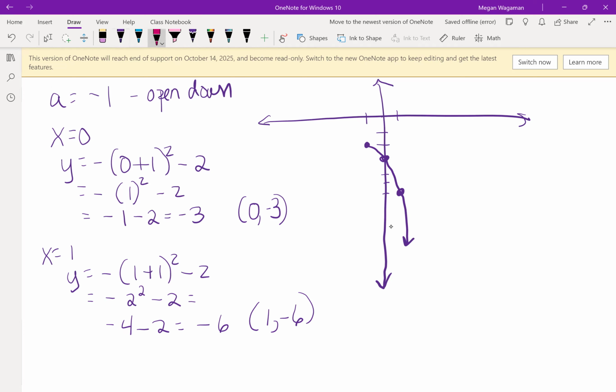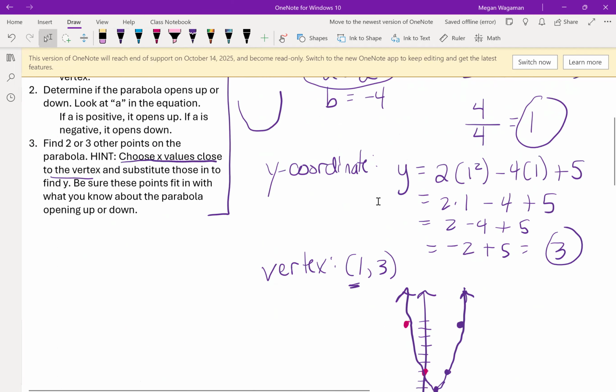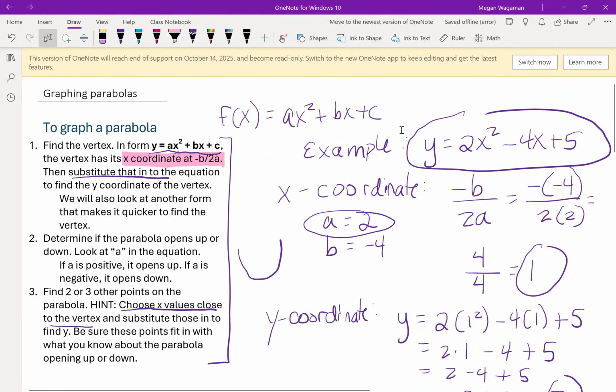We can take advantage of that symmetry and know that we'd also have a point right here and right here. Again, not perfect with my drawing, but something like that, opening down. And that gives us a good sense of what this parabola is going to look like. So those are two main ways. If it's in this vertex form right away, we can pick out the vertex and then we still find a few other points. If it's in the form ax squared plus bx plus c, then we use this formula to find the vertex. So that is it.